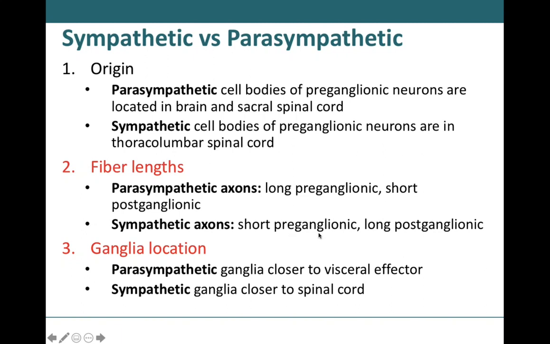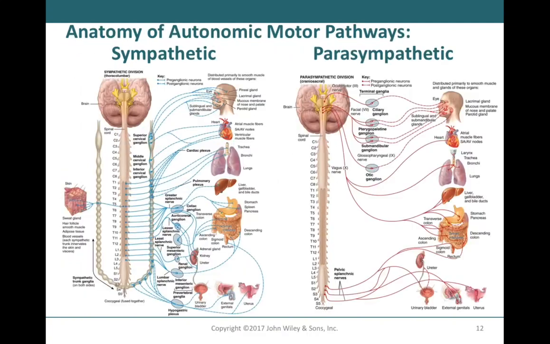If the axons of our sympathetic preganglionic neurons are shorter, that means that the ganglia have to be located closer to the spinal cord because those preganglionic axons will not reach as far. So if these preganglionic neurons are short, the ganglia must be closer in the sympathetic nervous system. Now in the parasympathetic nervous system, where our preganglionic axons are much longer, those ganglia can be located much further out, away from the spinal cord and closer to the visceral organ.